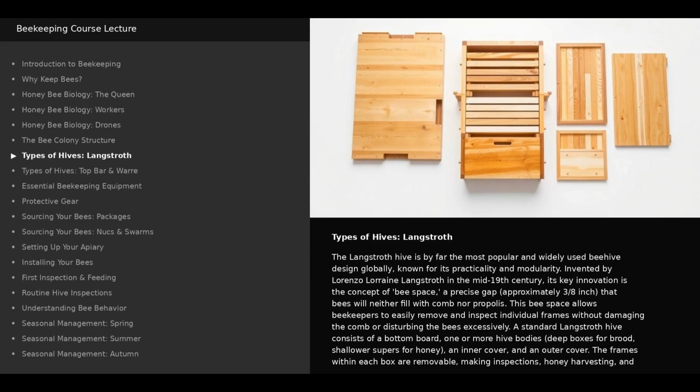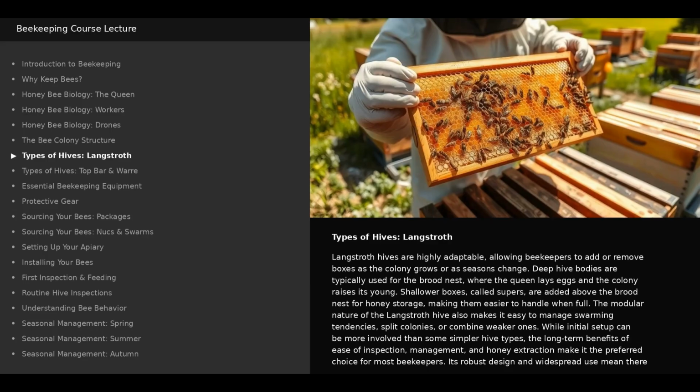Its standardized components mean parts are interchangeable, facilitating expansion and maintenance. This design has revolutionized beekeeping, making it more accessible and efficient for hobbyists and commercial operations alike. Langstroth hives are highly adaptable, allowing beekeepers to add or remove boxes as the colony grows or as seasons change.